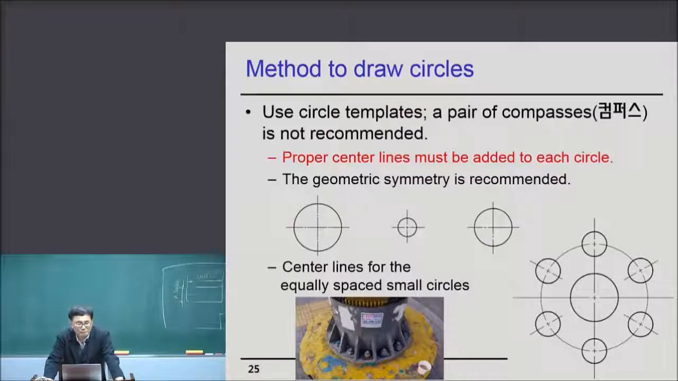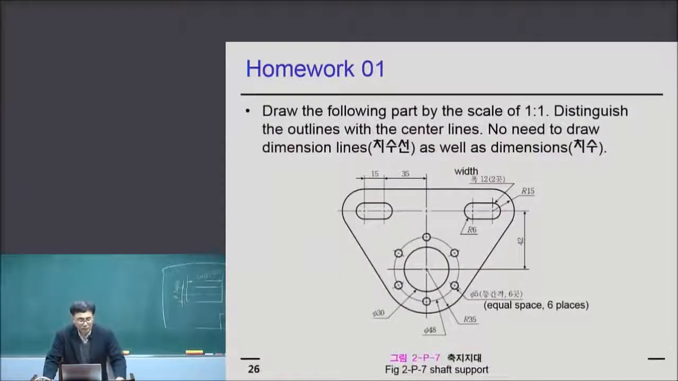Okay, all right. So this is homework number one. Draw the following part at a scale of 1:1 and distinguish the outlines with the center lines. By what way? Distinguish the outlines as thick lines, clearly thick lines, and the center lines as thin lines, okay? Thickness is very important. Thickness of lines is very important.